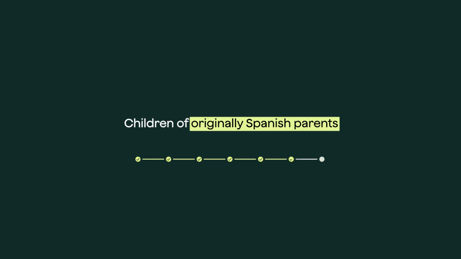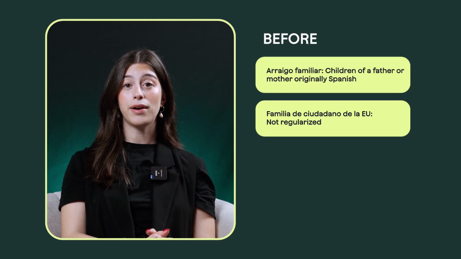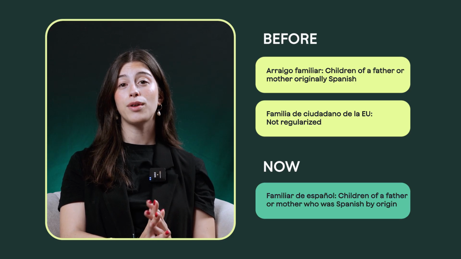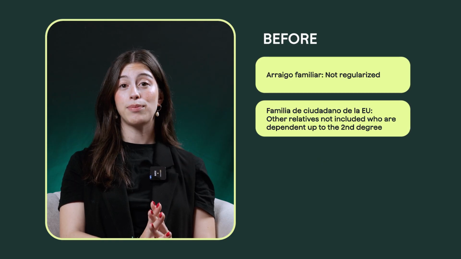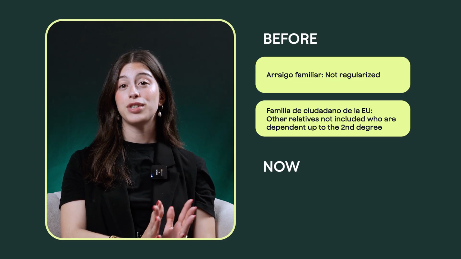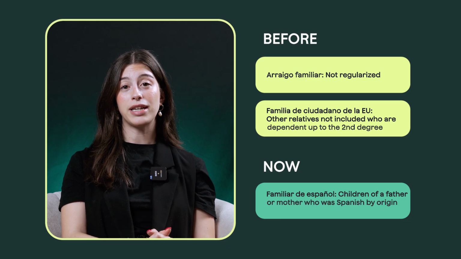Children of originally Spanish parents. Regarding children of originally Spanish parents, the possibility of residency remains valid if one of the parents was Spanish by origin. Other dependent relatives. And finally, regarding other dependent relatives, previously relatives up to second degree were included in this process as long as there was proof they are dependent. They can apply for the new card as a relative of a Spanish citizen. And these are the main differences which, as you can see, are significant.